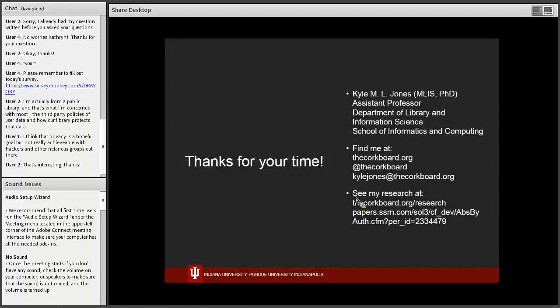So in that case, I think it would be good for the ALA to get together and provide some policy recommendations and policy principles that could be included in your contracts with these third parties to protect against the aggregation of identifiable data. There's a comment from Celia that says, I think that privacy is a hopeful goal, but not really achievable with hackers and other nefarious groups out there.